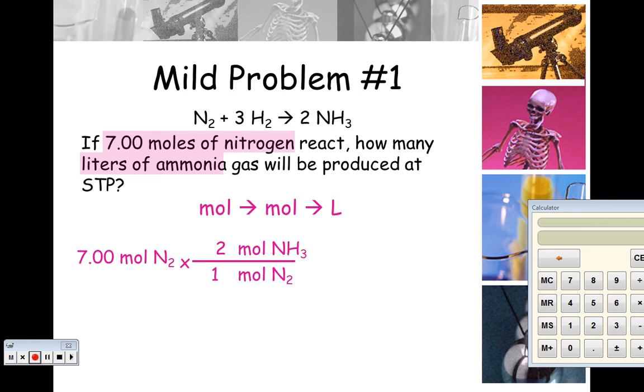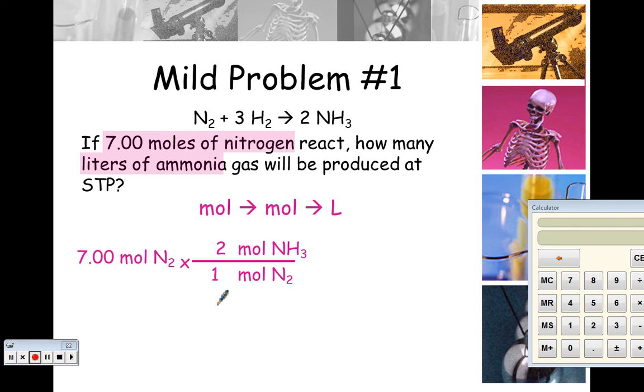So did I cross over on my map? I did. I just crossed over to the NH3 side, because look at what cancels out. This cancels out and that cancels out. So now I'm on the NH3 side, which is my wanted unit. I've crossed the bridge. Now, am I done? No. I still need to make my way to the liter side.